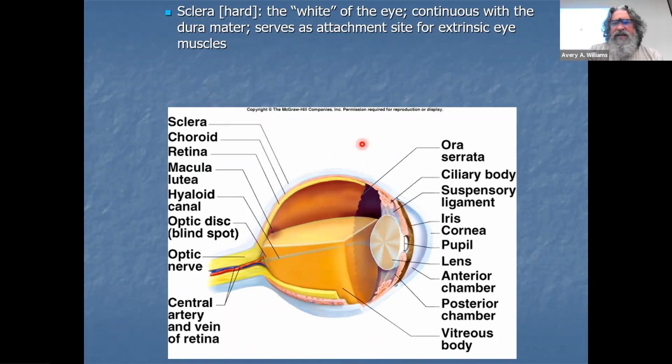You see that? It's continuous with the dura mater, that structure that covers the brain and spinal cord, that superficial meninx. Remember the 3 meninges?